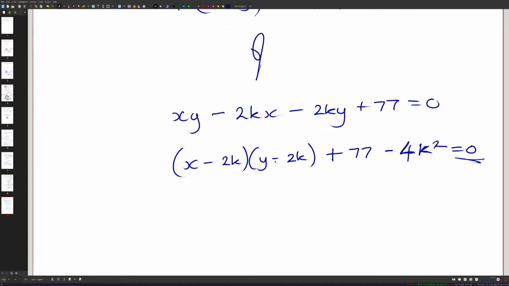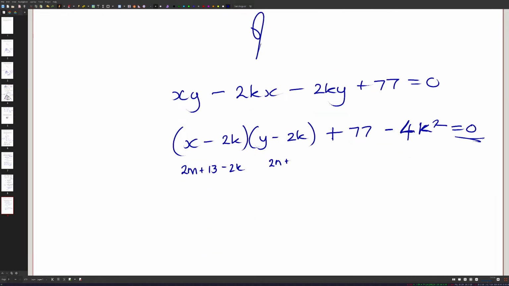X was 2m plus 13. And y was 2n plus 7. Nope, still not interesting. And if I multiply these things, I have to get that, but okay, cool. Not only do I not know the trick for how to do this, I don't even know the not-a-trick way to do this.